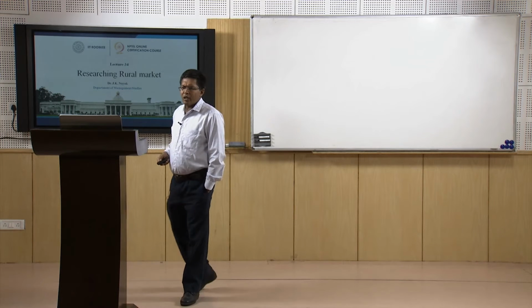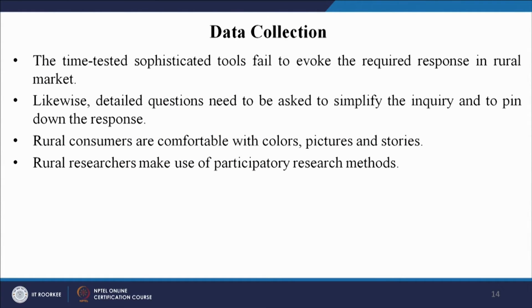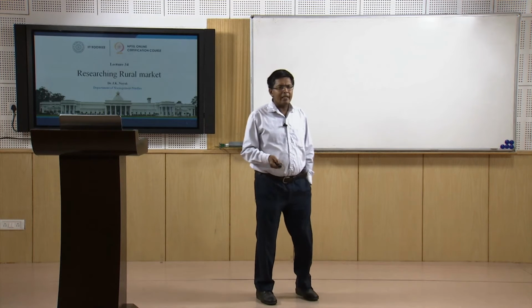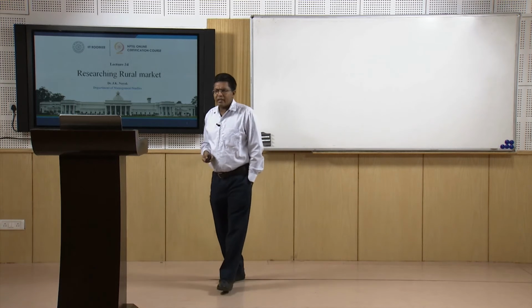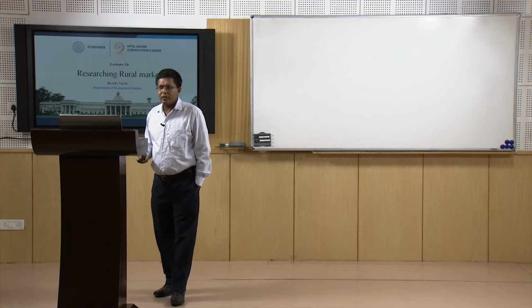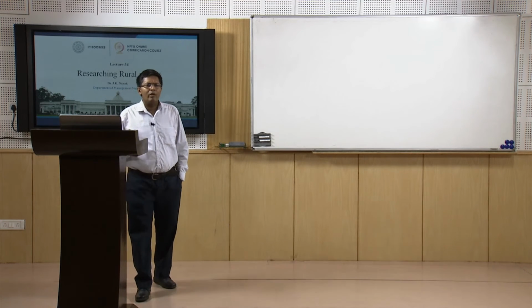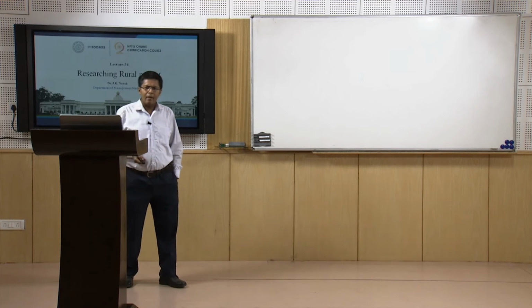So, is there any other way? Yes, rural consumers are more comfortable with color, picture, stories. The one example I gave you, that fertilizer, is a case of something similar. So, visibility. How can you attract the consumer? They are comfortable with colors. So, the balloons are red, blue, yellow, green maybe, so that attracted them, right.